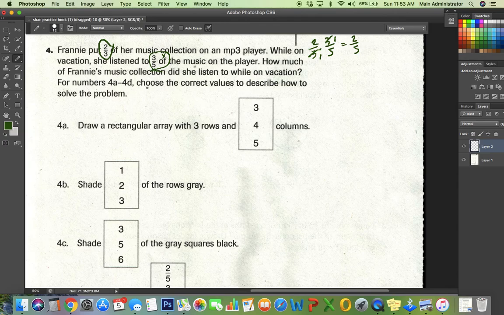For numbers 4A through 4D, choose the correct value to describe how to solve the problem. Draw a rectangle array with 3 rows and, 3, 4, and 5. If this has 3 rows, and this is a 3, and there's a 3, there is no 2, but there is a 5. So it looks like that would probably be 5. They're talking about what she listened to. So I'm going to have my 3 rows and my 5 columns, okay?